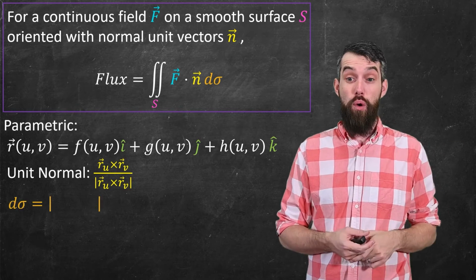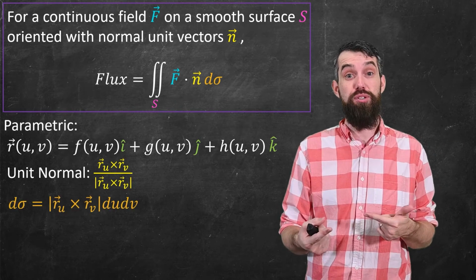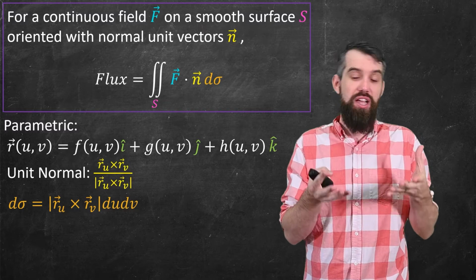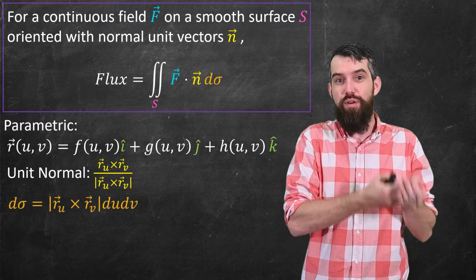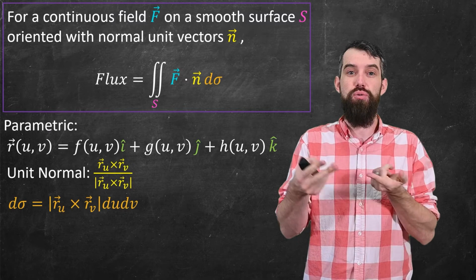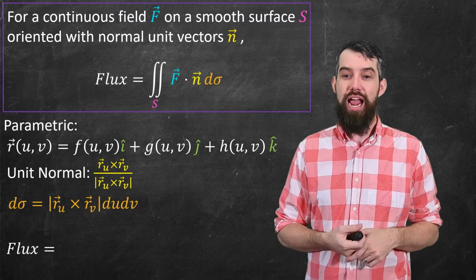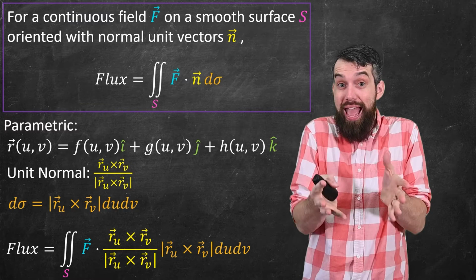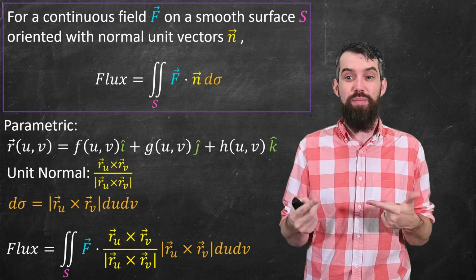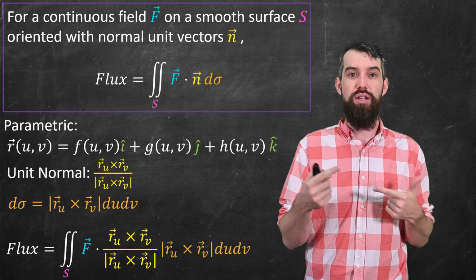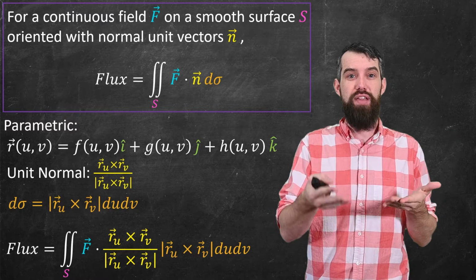Similarly, we've seen before that for a parametric description, the little element of surface area can be described, d sigma, as the length of that cross product, the length of r_u cross r_v, times du dv. So putting this all together, what is the flux? It's F dot n, where I've substituted in the unit normal that I just talked about. And then the d sigma is being replaced by the length of r_u cross r_v, times du dv as well.